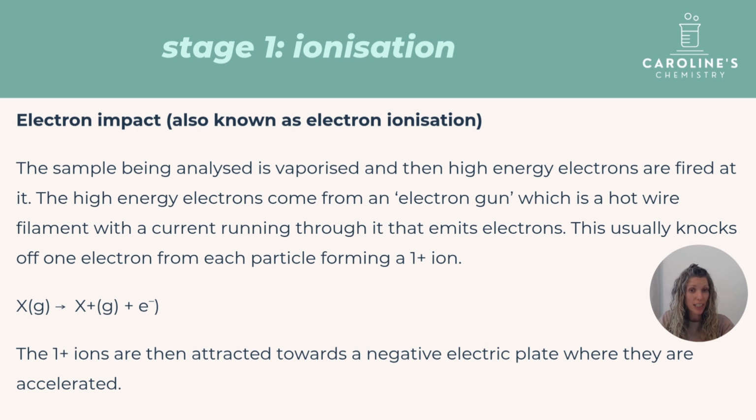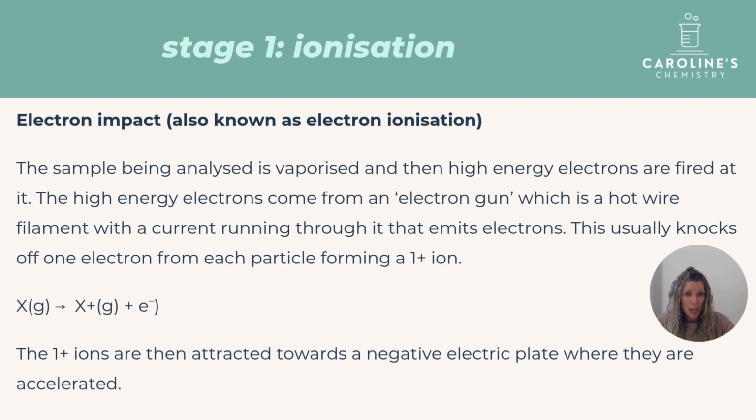So the first stage is ionisation, and there are 2 different methods depending on what it is we are analysing. Now, why do we need to ionise everything? We need to create 1+ ions so that we can accelerate them, separate them, and then detect them. So it's a crucial start of this process. Now, the first method for ionisation is something called electron impact. It does have another name, you might come across it as electron ionization.